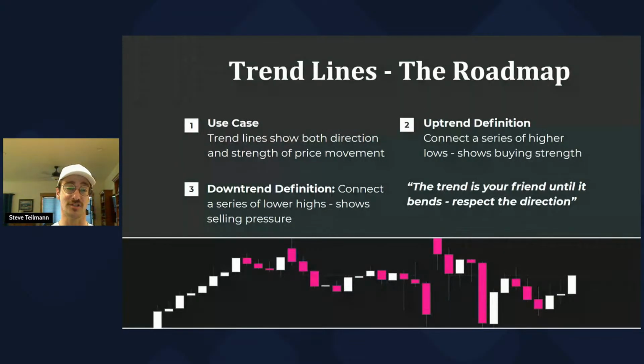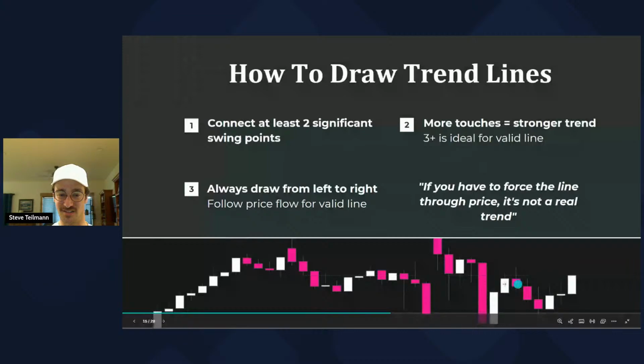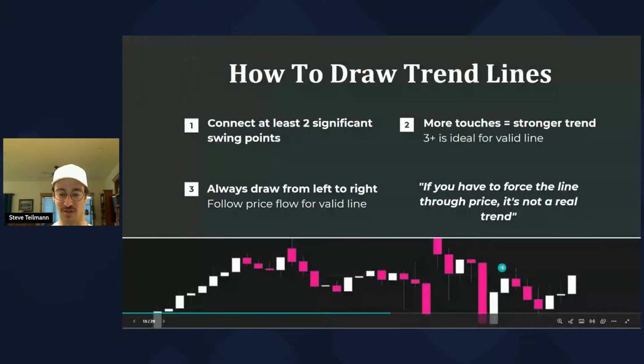Getting a little bit more in depth, we can talk about how to draw them. The most important thing is you've got to connect at least 2 significant swing points, ideally more. So say we draw a trend line from the top here down, it bounces off the body here. Maybe this wick is a little false start over it, but then we get a nice 4 touches or so. And I'll pull up some more charts at the end. We can get some better examples.